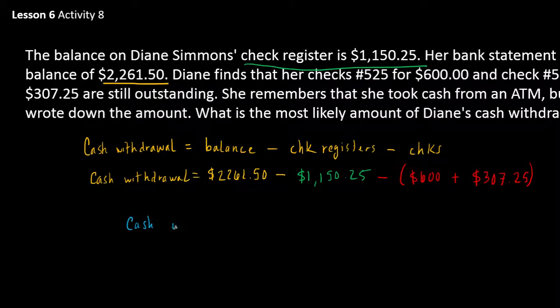So cash withdrawal equals $2,261.50 minus $1,150.25 minus the sum of $600 and $307.25. When I simplify, I get $204 even.